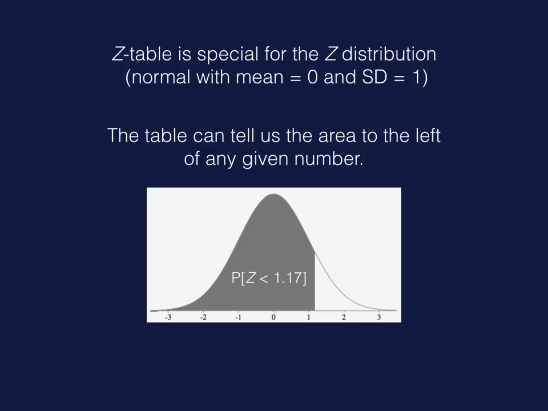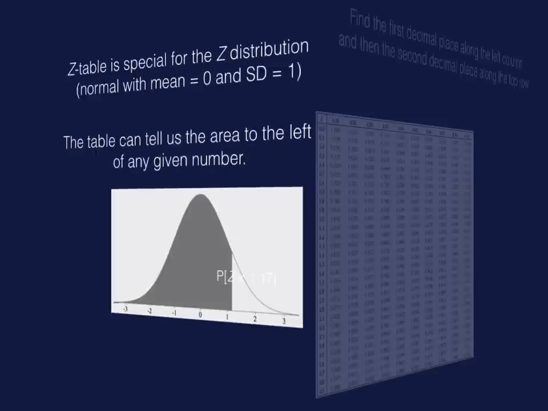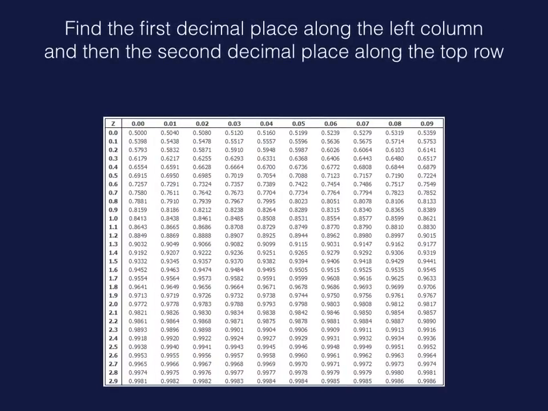So I go to my Z table, and the numbers along the left are the whole number and the first decimal place. The numbers along the top are the second decimal place. So to find 1.17, I find 1.1 on the left, and then I find 0.07 on the top. These two combine to make 1.17, and the area then is 0.8790. So that's how you use the table. It gives you areas to the left of any given number.